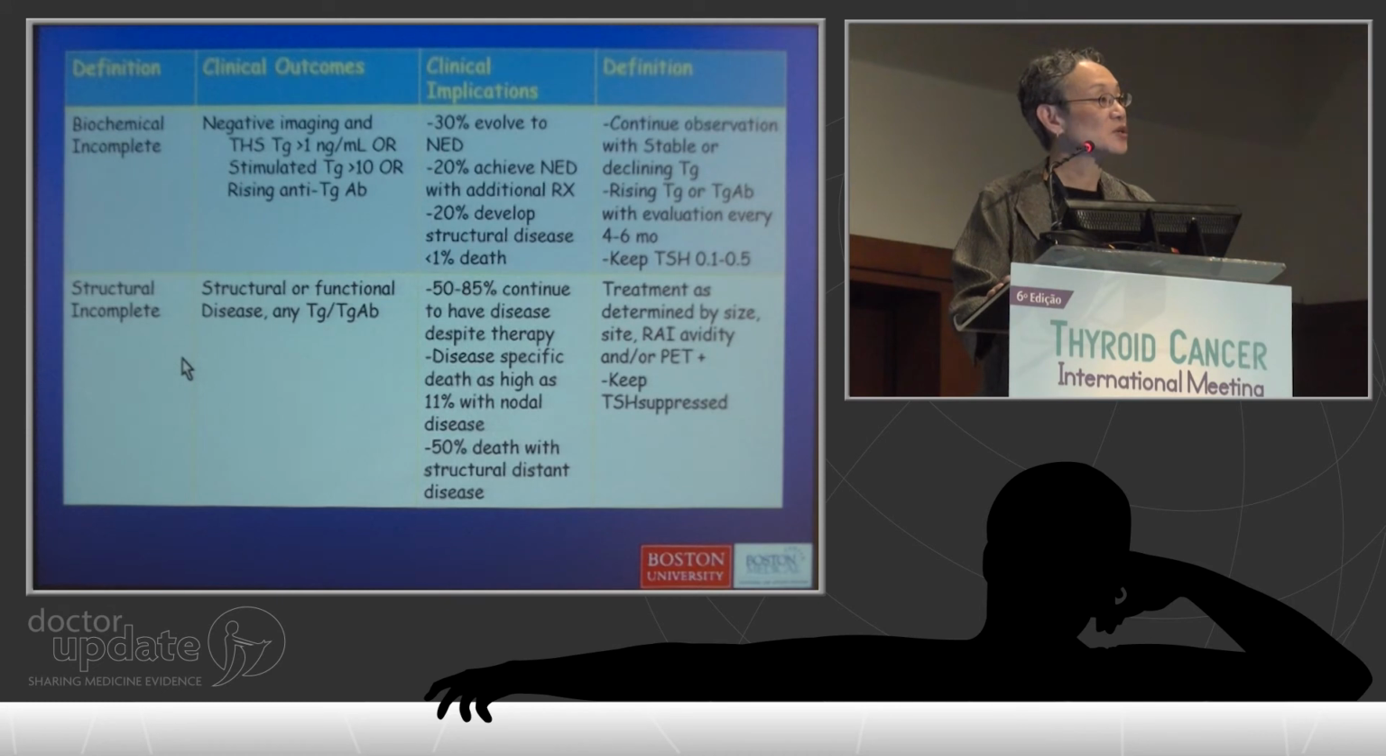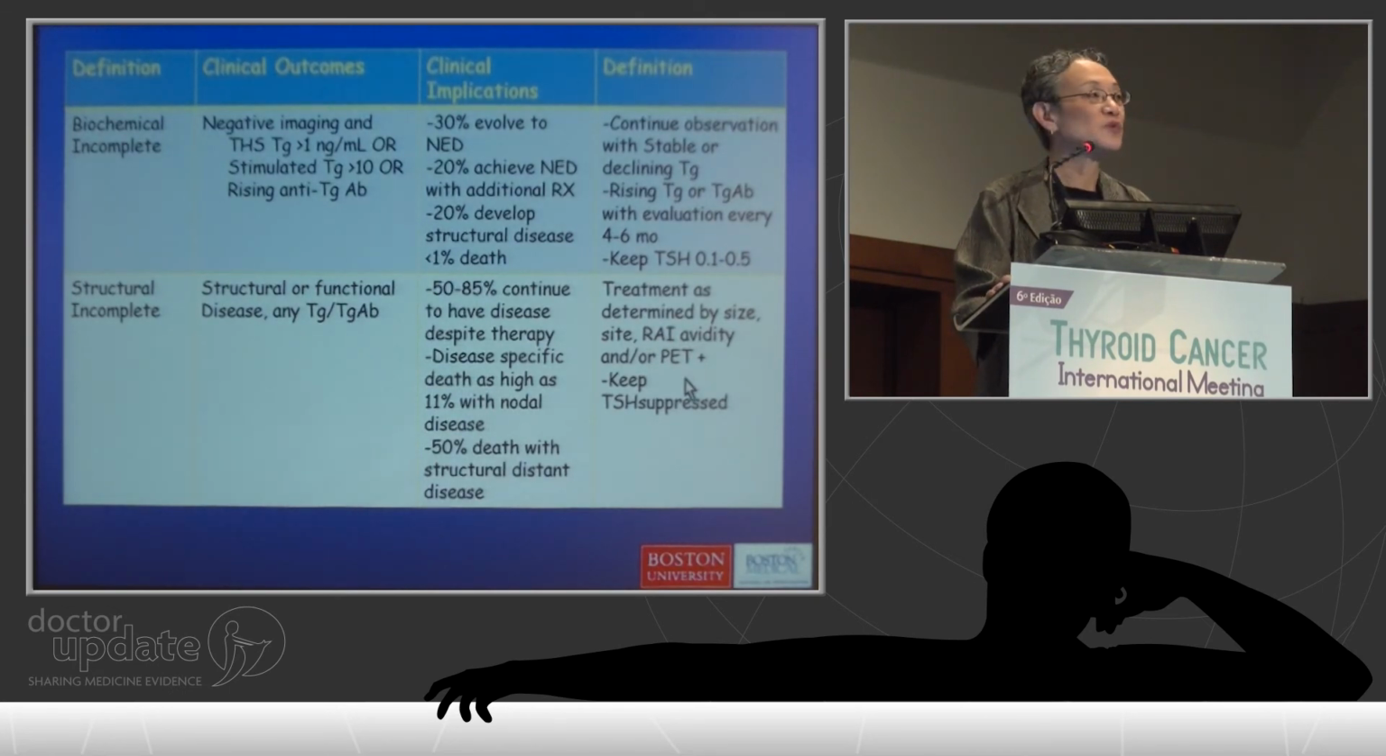The worst one is going to be the structurally incomplete. You're going to see either a structural entity that looks like recurrent disease, or you can have radioactive iodine uptake into a metastatic disease. 50 to 80% will continue to have disease despite therapy. And the death rate now becomes higher, about 11% in patients with local regional nodes, and maybe as high as 50% in patients with distant metastatic disease.